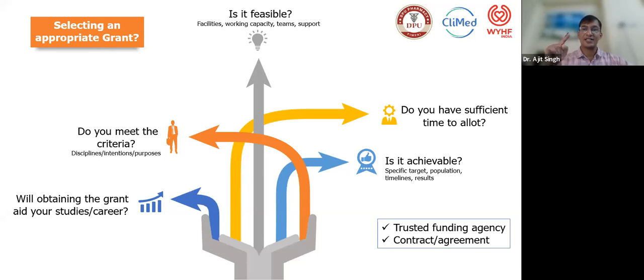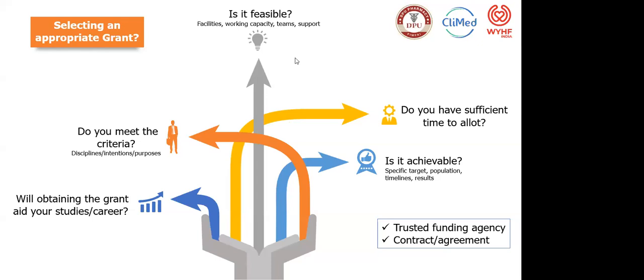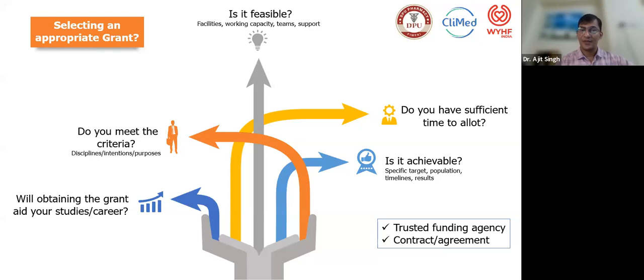If it is yes, then go to the next question. And the next question must be, do I meet the criteria? Does this grant meet my criteria? Criteria means not only the grant's criteria, not only my criteria. Do I meet the criteria of the current grant, or does the current grant meet my criteria?